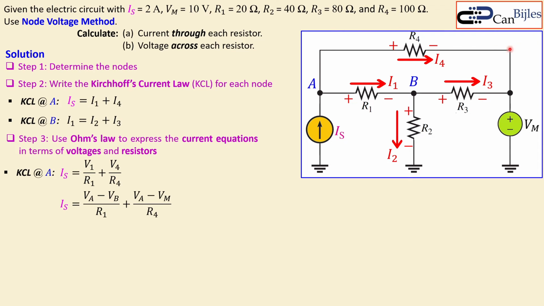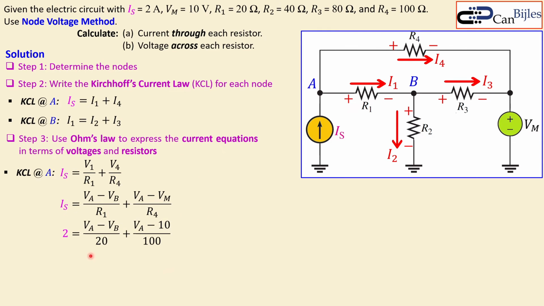between this node and that node, from left to right, on the right side you have the VM. On the left side you have VA, so it is VA minus VM. That is the voltage across the R4 divided by its resistance value, which will give you the I4.